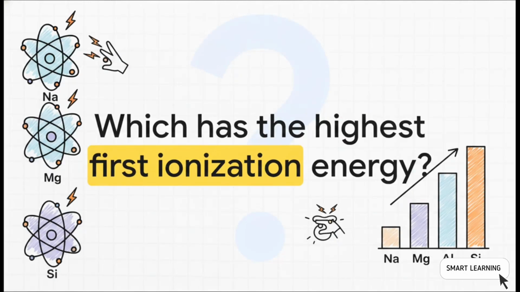Staying with periodic trends, this next question asks which of these elements fights the absolute hardest to keep its first electron: sodium, magnesium, aluminum, or silicon. Remember, ionization energy is exactly that. It's the sheer amount of energy required to rip an electron away from a neutral atom.